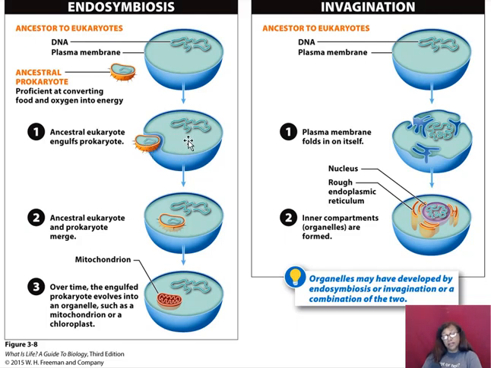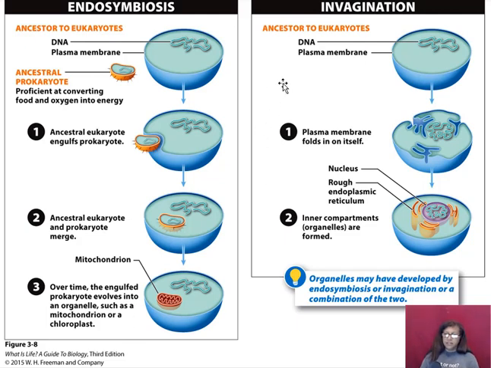engulfed the prokaryotic cell. And this ended up being this perfect relationship where you had this cell that wasn't so good at making its own energy, but once it engulfed this prokaryotic cell that was fantastic at making energy, it was the perfect combination. And over time, the engulfed prokaryote evolved into this organelle that we now call the mitochondria, or in the case of plants, to explain the existence of their chloroplasts. Okay.